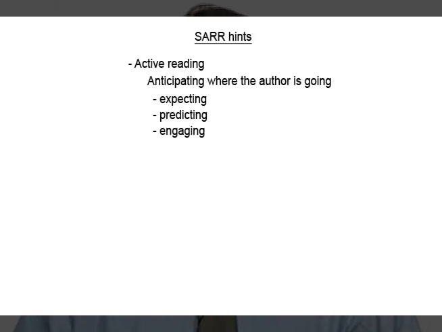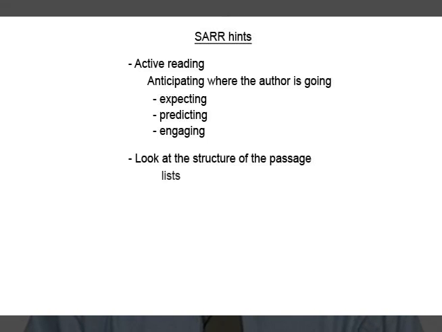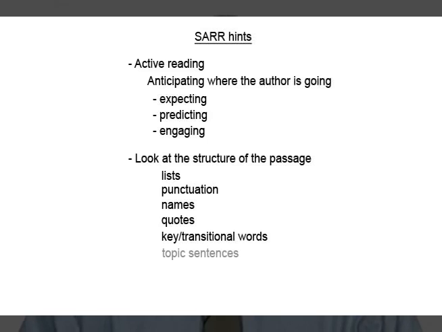Another technique is looking at the structure. So not only to understand the whole passage, not only engaging, actively reading, but also taking a look at the structure of the passage. The structure is critically important because every passage is structured in a certain manner. So look for lists, punctuation, names, quotes, key or transitional words. Look for topic sentences. Remember your English teacher teaching you how to write topic sentences? Well, now work it in reverse. As a reader, look for those topic sentences from the author.